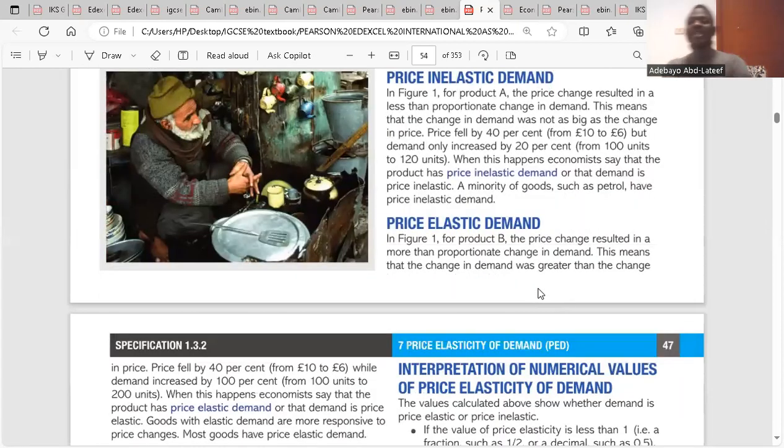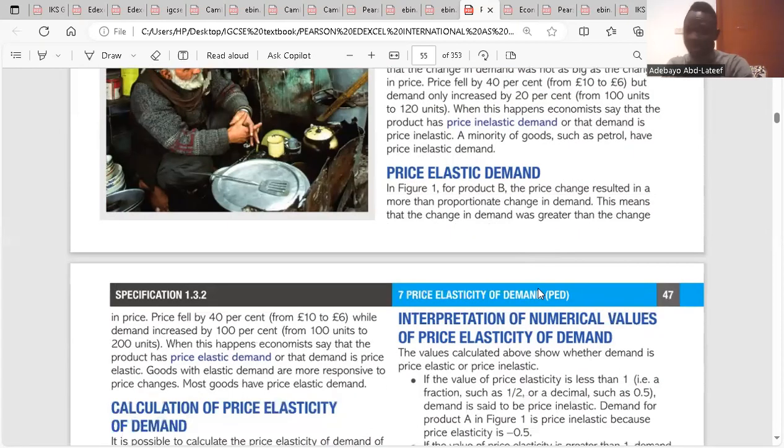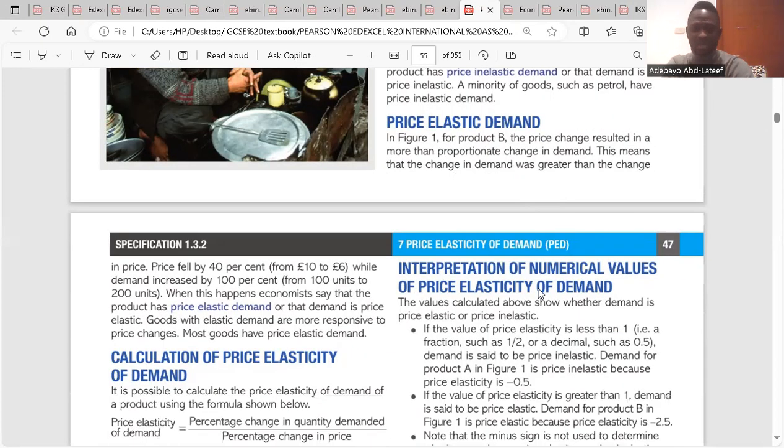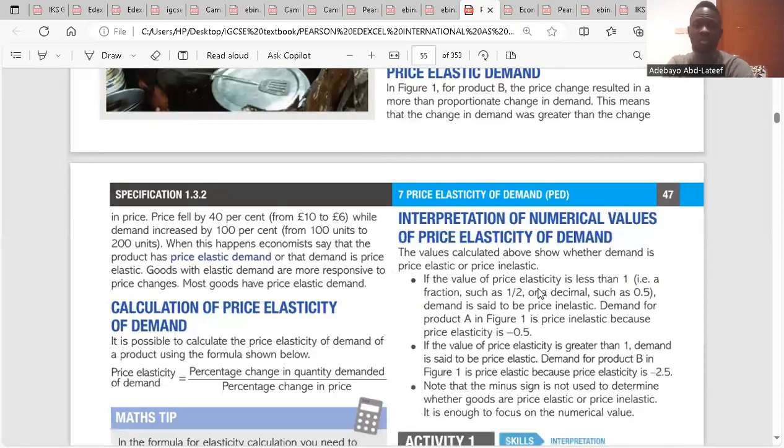Then it takes us to price elastic demand. For product B in the same figure, the price change resulted in a more than proportionate change in demand. This means that the change in demand was greater than the change in price. Price fell by 40% from 10 to 6, while demand increased by 100% from 100 units to 200 units. When this happens, economists say that the product has price elastic demand, or that demand is price elastic. Goods with elastic demand are more responsive to price changes. Most goods have price elastic demand.